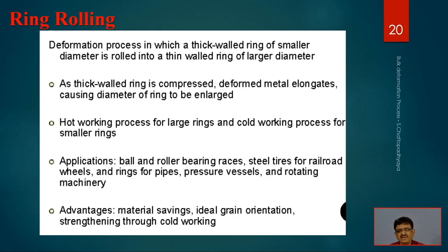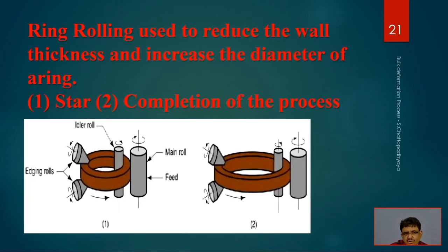Advantages: material savings, no wastage of material, good grain orientation, strengthening through cold working. If the cold working is there, strain hardening, and the product surface area is very strong. So one can find out the typical way of all those things. So all those rings are elongated and given proper shape with some kind of rollers, outside cylinders, inside cylinders, edging rolls, so that the edge preparation and all those things will be very good.